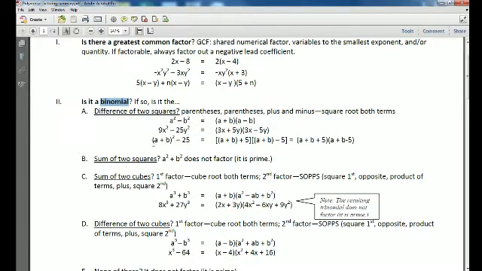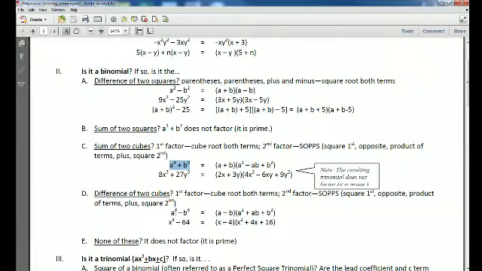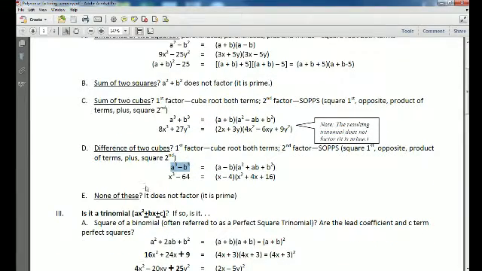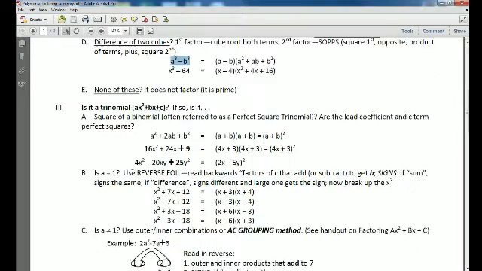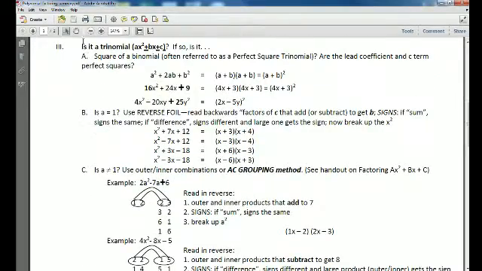2. Okay. Today, we are going to study the difference of 2 squares, the sum of 2 squares, the sum of 2 cubes, and the difference of 2 cubes. Okay? So the second one is, is it a trinomial? That's 3 terms, right?